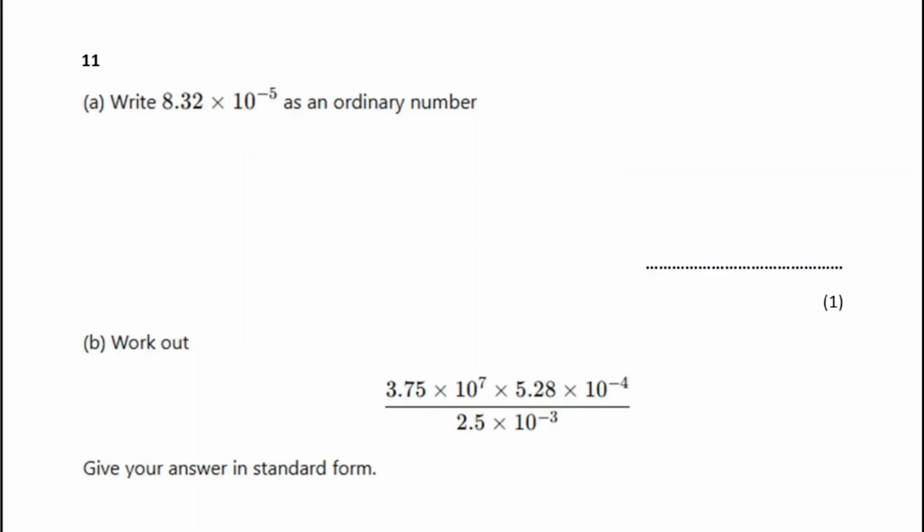Now we have standard form. We just need to write 8.32 times 10 to the power minus 5 as an ordinary number. So let's move the decimal place back 5 places. And then fill in the blanks. Gives us an answer of 0.0000832.